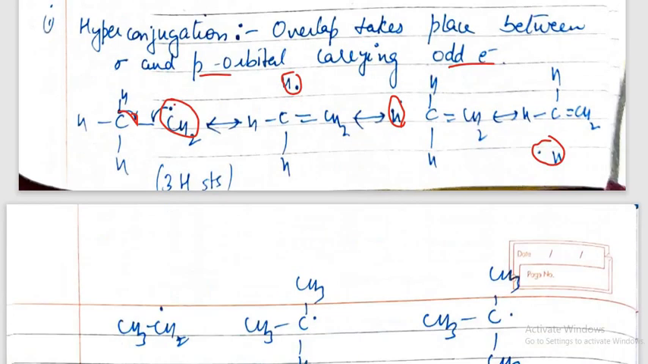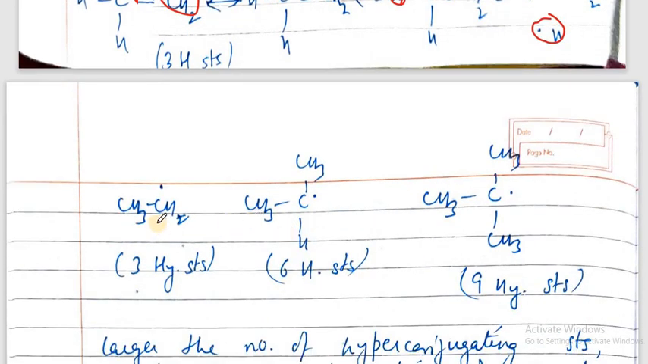Similarly, in this, it has one alkyl group with three hydrogens attached, and it will give three hyperconjugating structures. In this, two alkyl groups, that is 6 hydrogens, are present, so 6 hyperconjugating structures will be there. In this, 3 alkyl groups, that is 9 hydrogens, are present, so it will give 9 hyperconjugating structures. As we have already done in hyperconjugation, the greater the number of hyperconjugating structures, the greater the stability. So this tertiary free radical will be more stable than secondary, than primary.